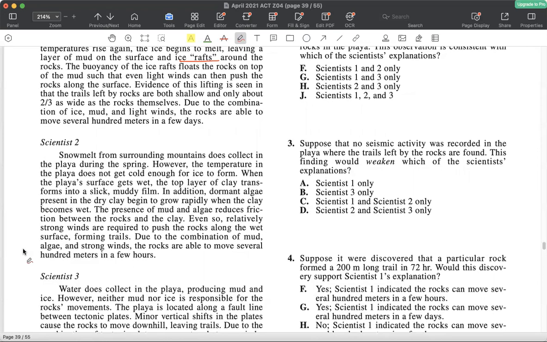So here the explanation does not relate to the freezing and melting of ice, because the scientist believes that temperature does not get cold enough for ice to form, right? However, there is the possibility of clay transforming into a slick film and dormant algae beginning to grow rapidly when the clay becomes wet. And that combined with strong winds results in the movement of rocks. So some points of difference to note between the first and the second scientists' testimonies are obviously the temperatures and also the speed of the winds, right?